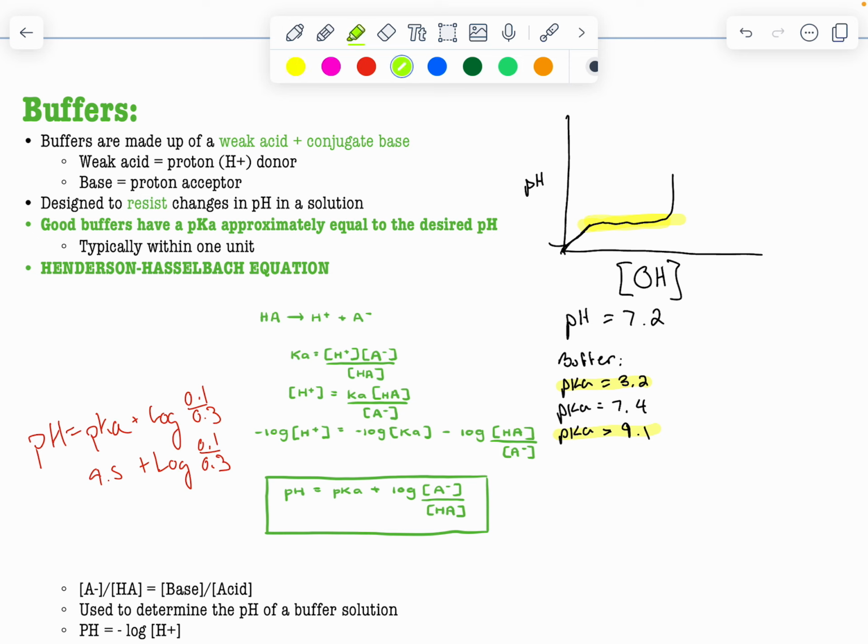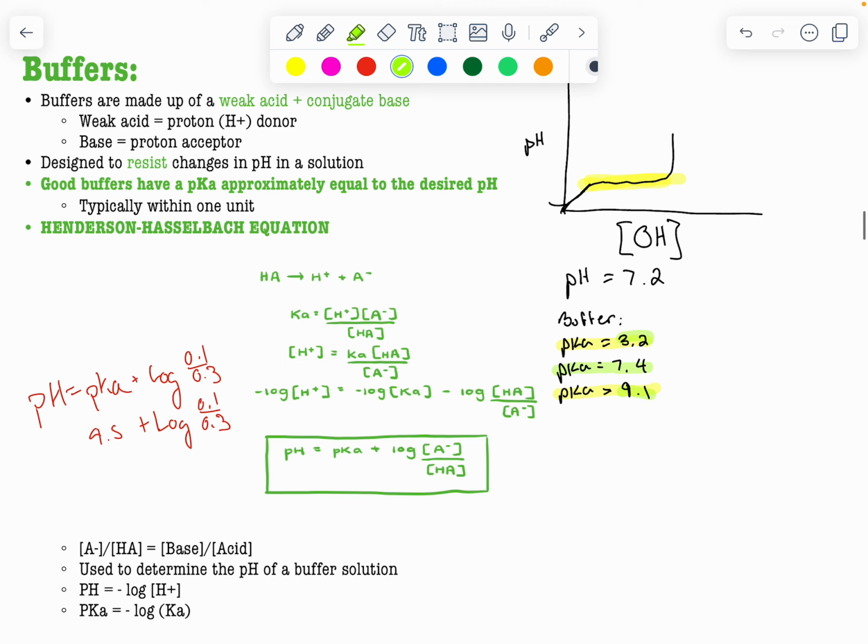So the best choice of buffers to add to the solution would be a pKa, or a buffer, around 7.4, because it is only 0.2 off from the actual pH of the solution. So when we throw that buffer in there and we start adding more and more base, that buffer is going to start operating, because as soon as it hits around 7.4, that buffer is going to start kicking in and act a lot more efficiently compared to a buffer of 3.2 or 9.1. So that's just kind of a background. And again, if you guys are confused or just want me to go a little bit more in detail, please shoot me a text. I'm always happy to answer questions because I really want you guys to understand this and knock these quizzes and exams out of the park.